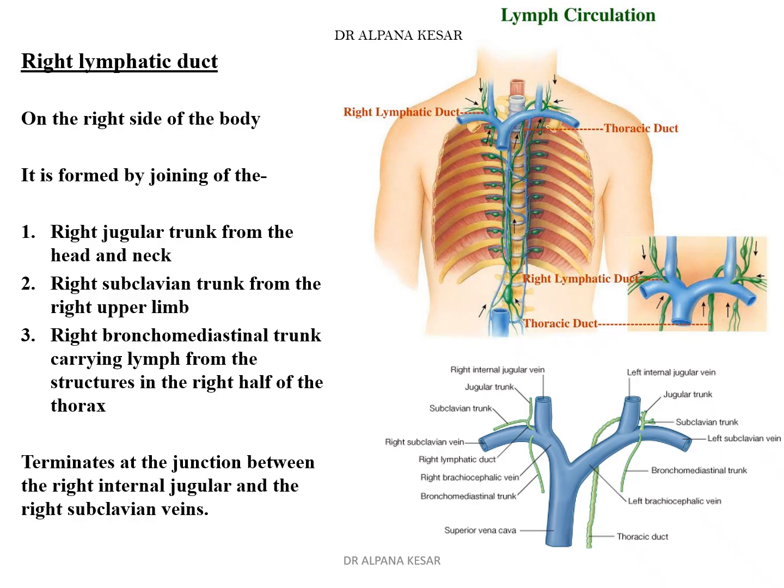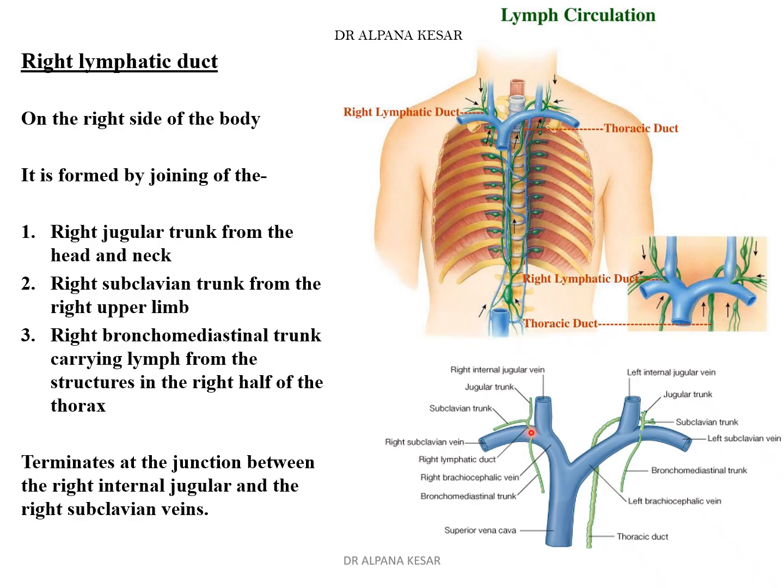Right lymphatic duct. This is the right lymphatic duct, which is present on the right side of the body. It is formed by the joining of three lymphatic channels: the right jugular trunk, which drains lymph from the right side of the head and neck; the right subclavian trunk, which drains lymph from the right upper limb; and the right bronchomediastinal trunk, which carries lymph from the right half of the thorax.